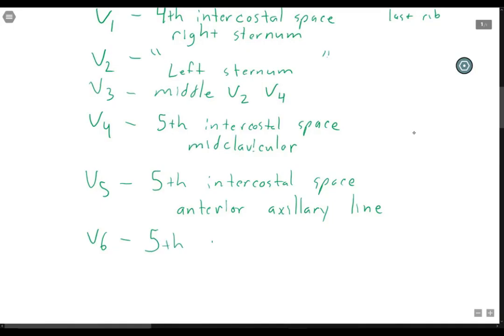I hope I said left side earlier. The left side of that person's chest. Basically, we want to get a good view of that left ventricle. This is mid-axillary. So you drop down from the middle of the armpit straight down into that fifth intercostal space and put that sixth precordial electrode.